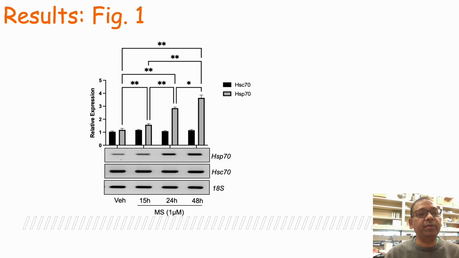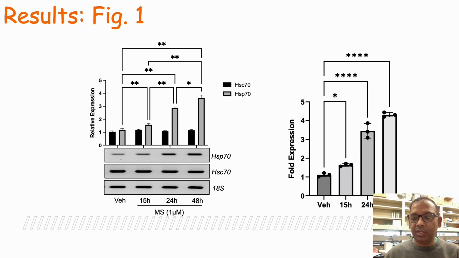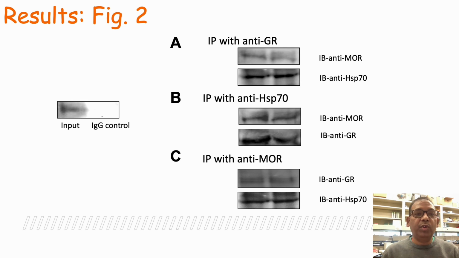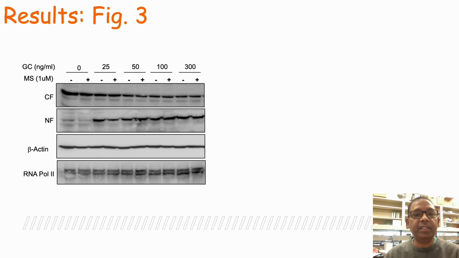This is the first result here. We wanted to see if HSP70 is being modulated by morphine. We saw that HSP70 is increasing in a time-dependent manner, which was further confirmed by qPCR. Then we also confirmed that these proteins, glucocorticoid receptor, HSP70, and mu-opioid receptor, all three of them are interacting with each other in this scenario, which was confirmed by these immunoassays.